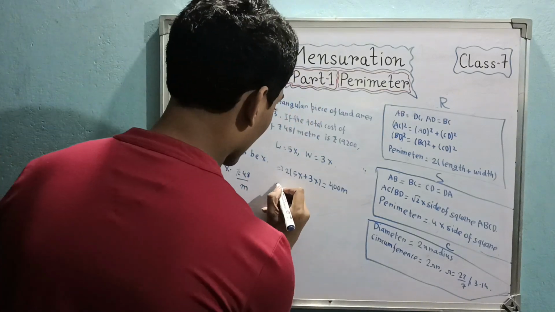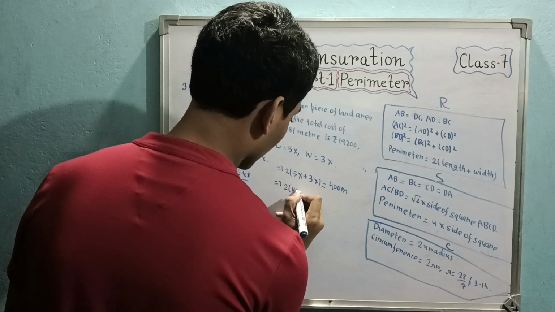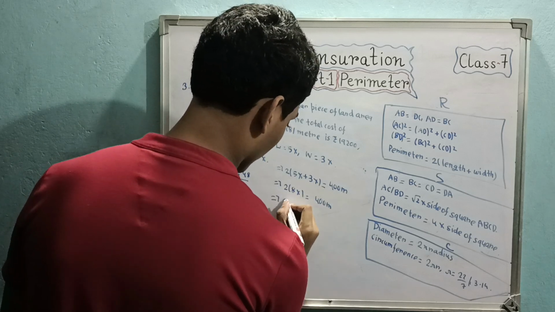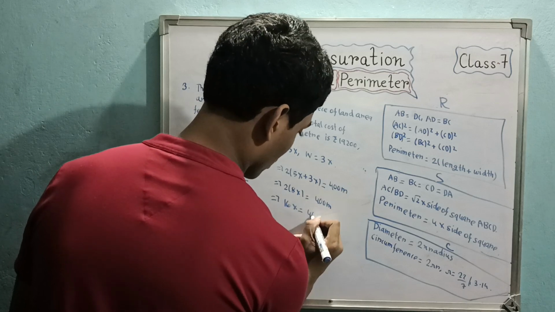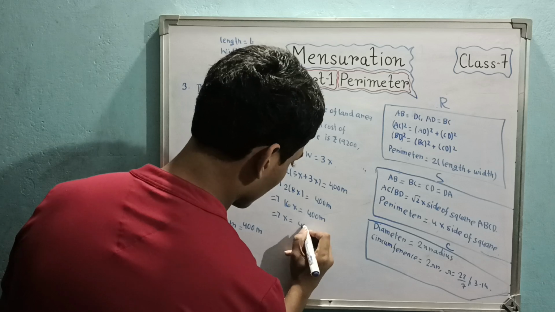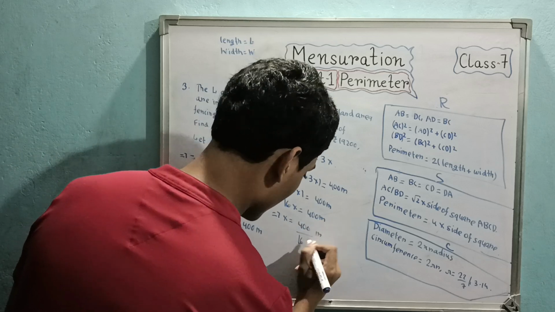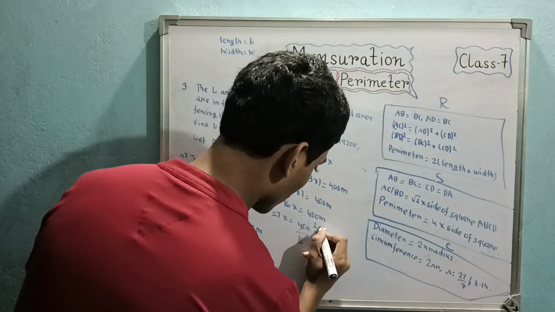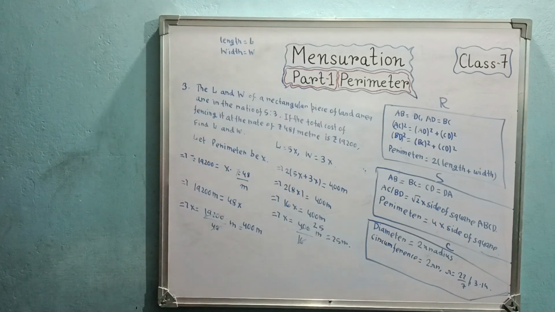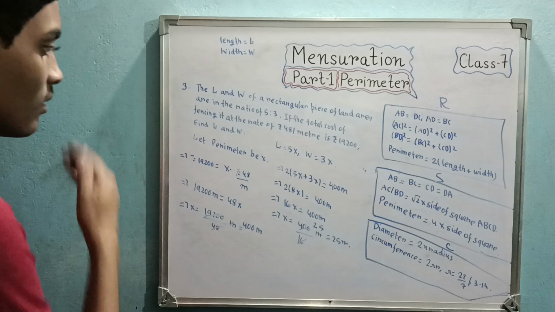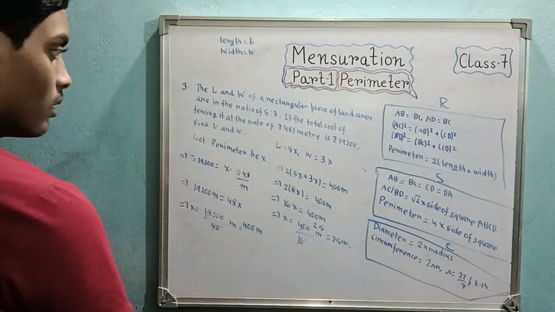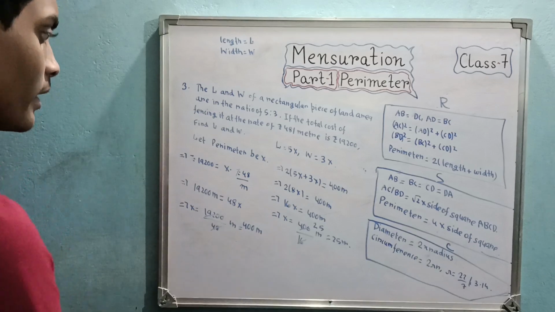Now we can write this as 2 into 8x equal to 400 meter, or 16x equal to 400 meter, or x is nothing but simple division, and if you do that, x equals 25 meter. Answer finished? No, just wait. So we got x equal to 25 meter.